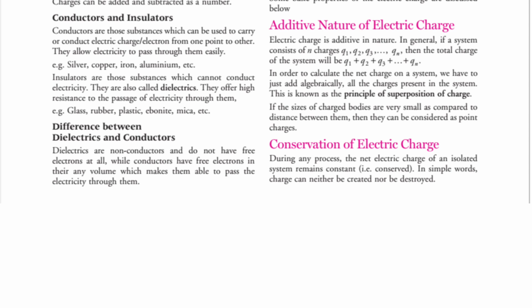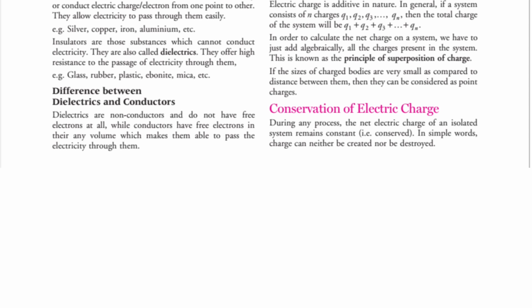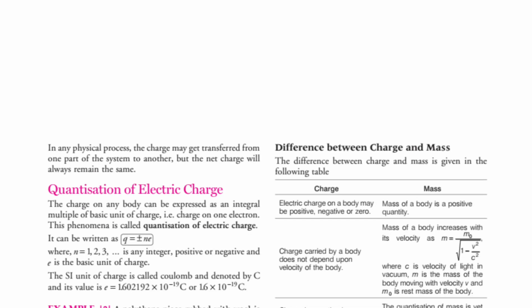Then conservation of electric charge. During any process, the net electric charge of an isolated system remains constant. That is conserved. In simple words, charge can neither be created nor be destroyed. Okay, charge हम create भी नहीं कर सकते और destroy भी नहीं कर सकते. In any physical process, the charge may get transferred from one part of the system to another. एक part से दूसरे part में हम transfer करेंगे हमारे charges को. The net charge will remain the same.